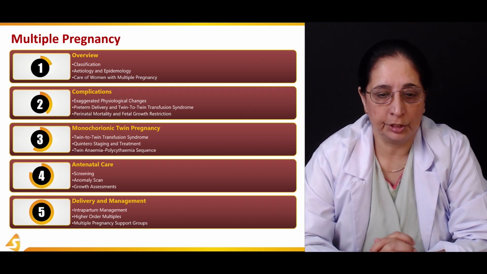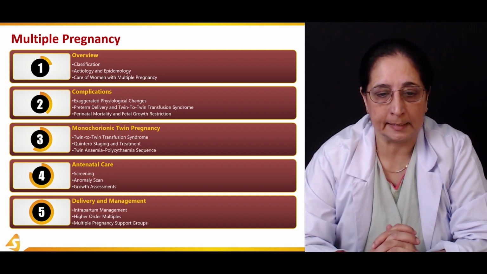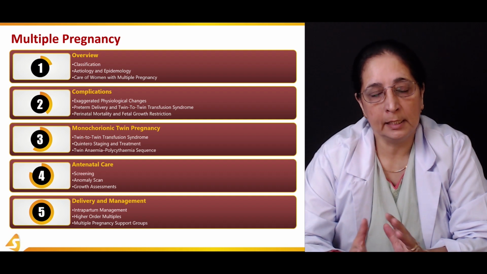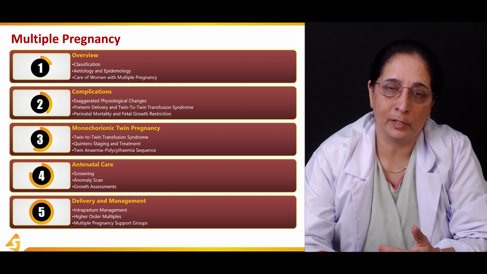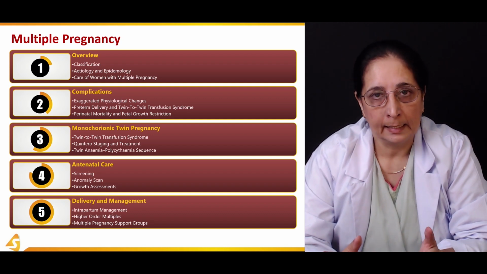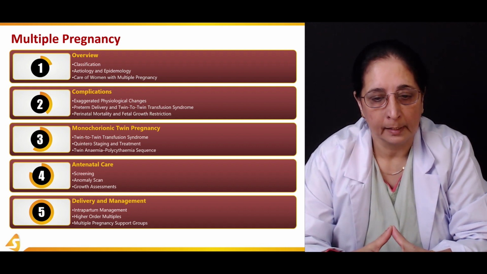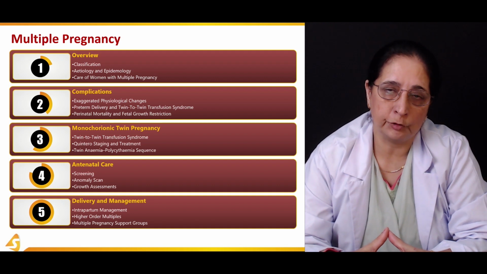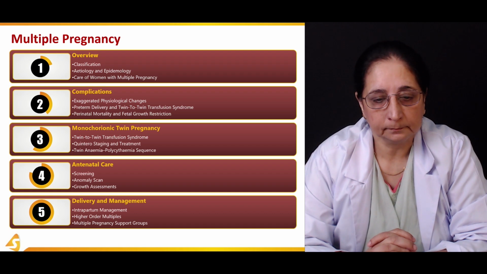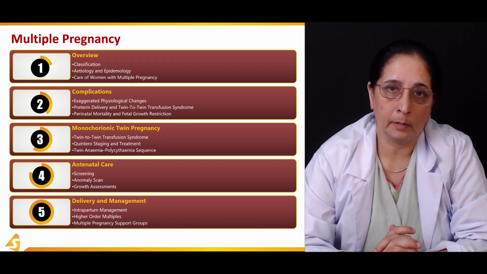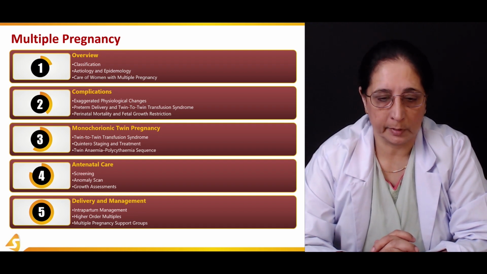Then in the third section, we will talk about the monochorionic twin pregnancy. What's the twin-to-twin transfusion syndrome? In this section, we will talk about twin-to-twin transfusion syndrome, a little in detail, what is it and how it can be managed. What's the staging and treatment of twin-to-twin transfusion syndrome? And then we will also talk about what's twin anemia and polycythemia sequence.